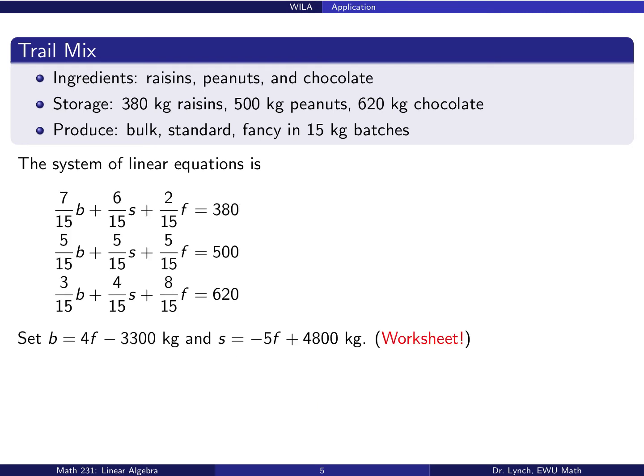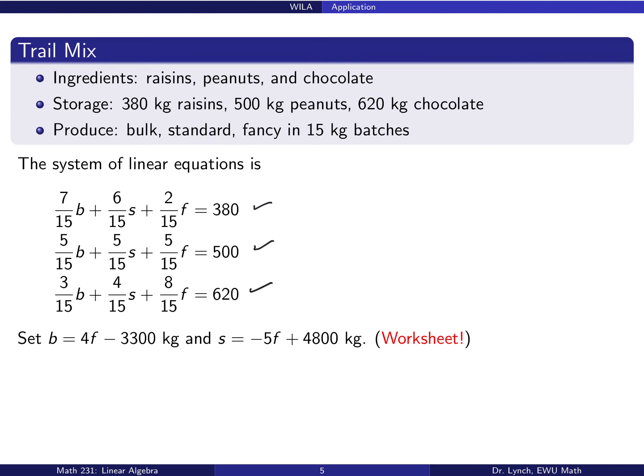So proceeding similarly, we see that a system of equations ends up being these three equations in these three unknown variables: bulk, standard, and fancy. Now, unlike before, and I didn't mention this, the solution we illustrated before was the only solution. It turns out that this system has a different characteristic, in that if we arrange the amount of bulk and the amount of standard to depend on the amount of fancy, these amounts of bulk and standard satisfy each equation independent of the amount of fancy.